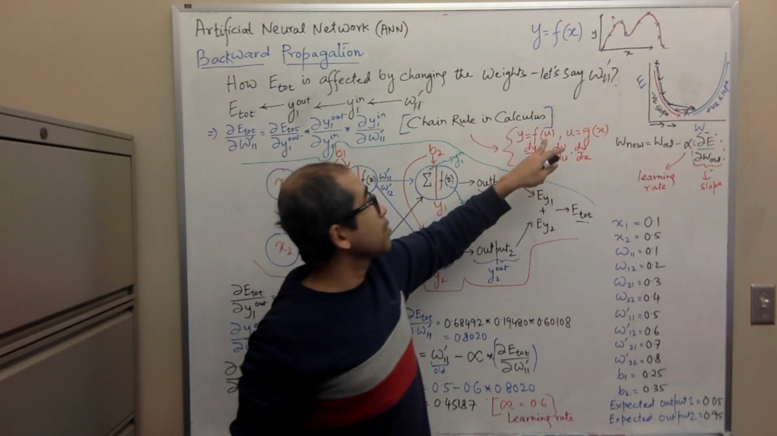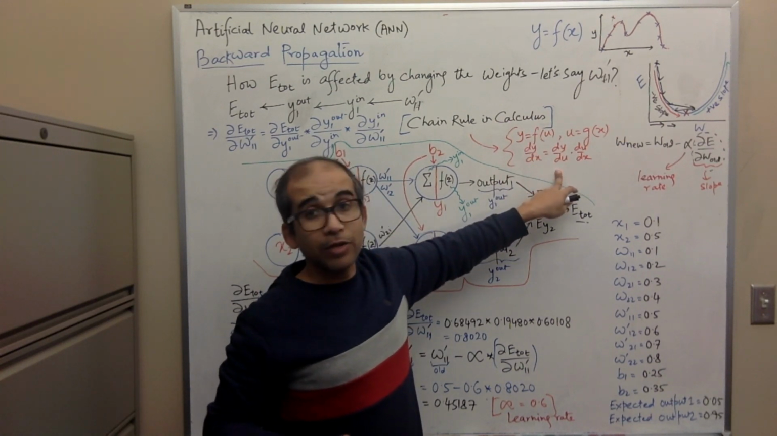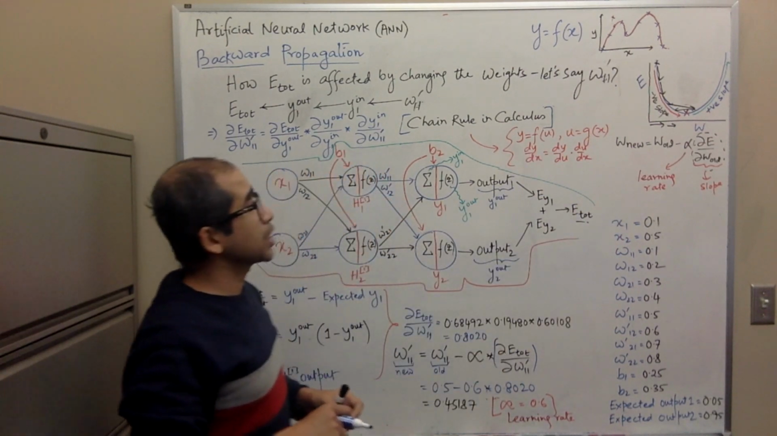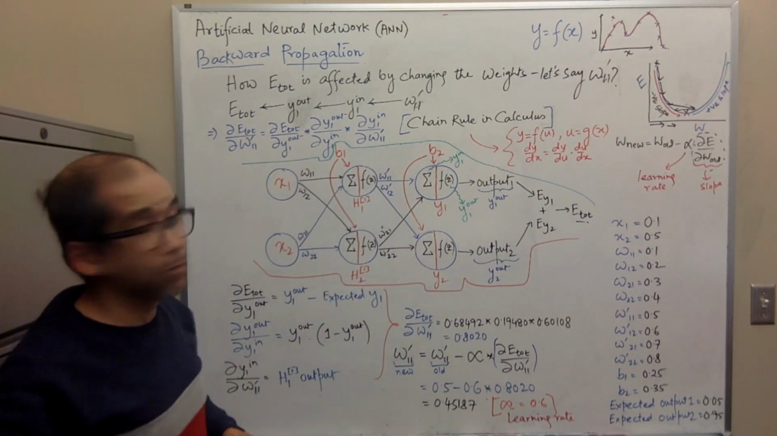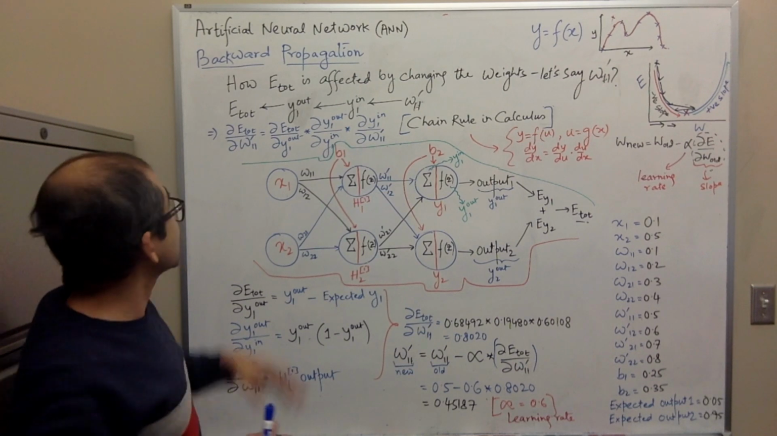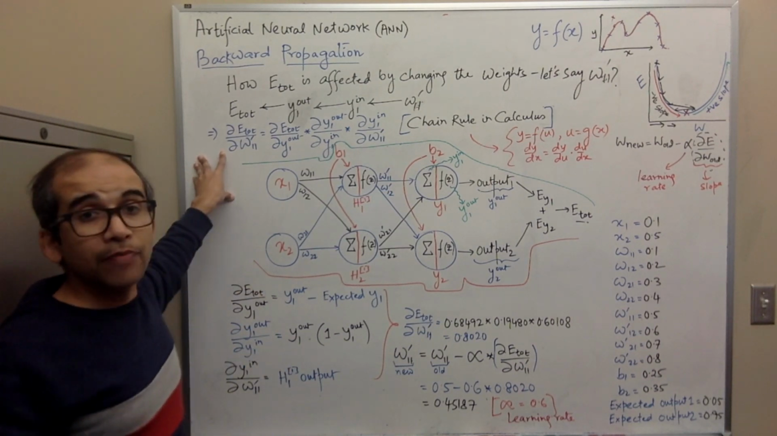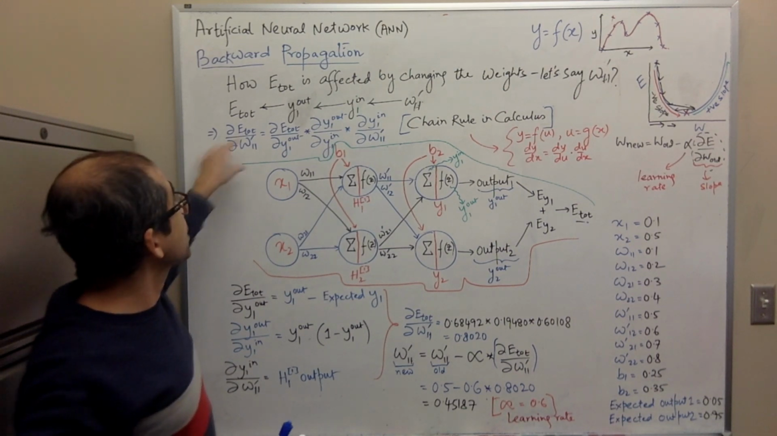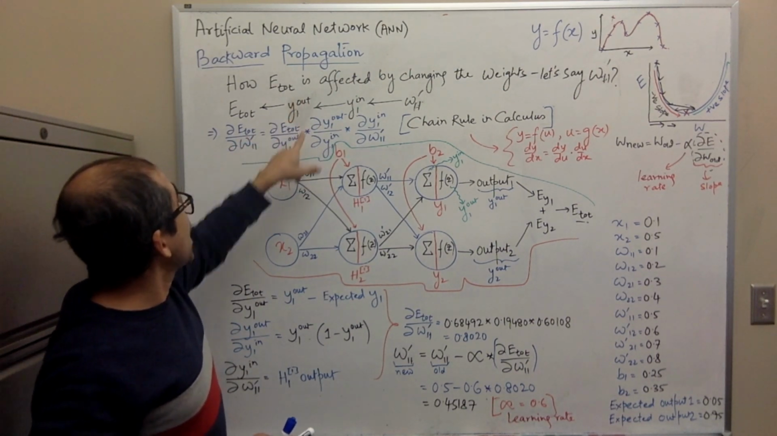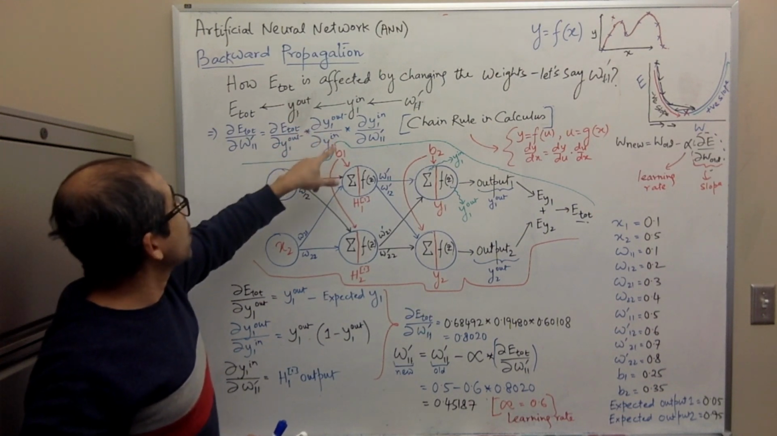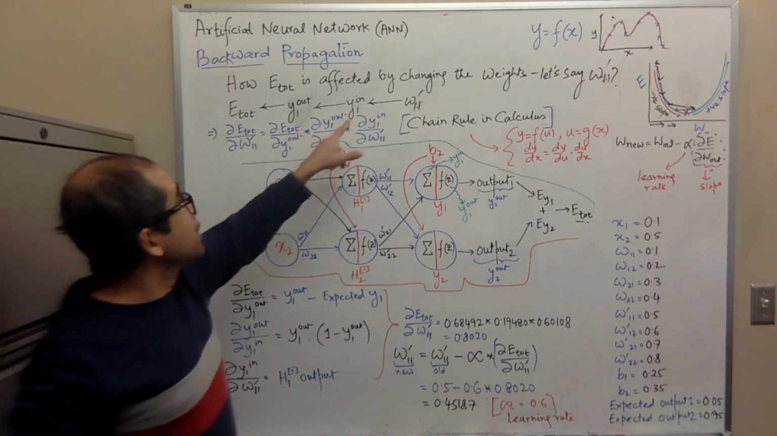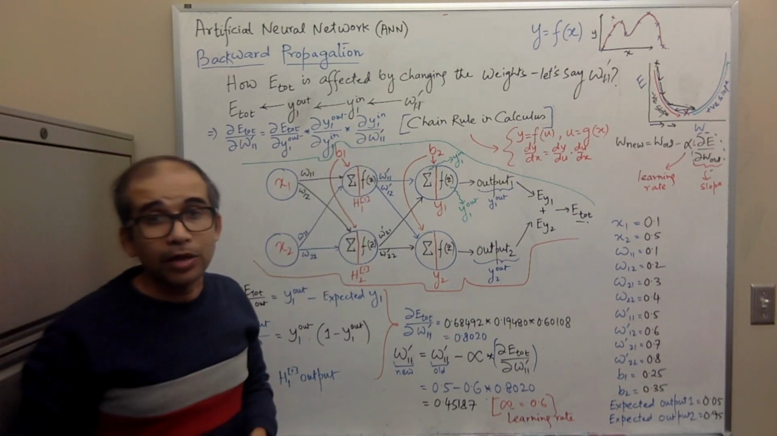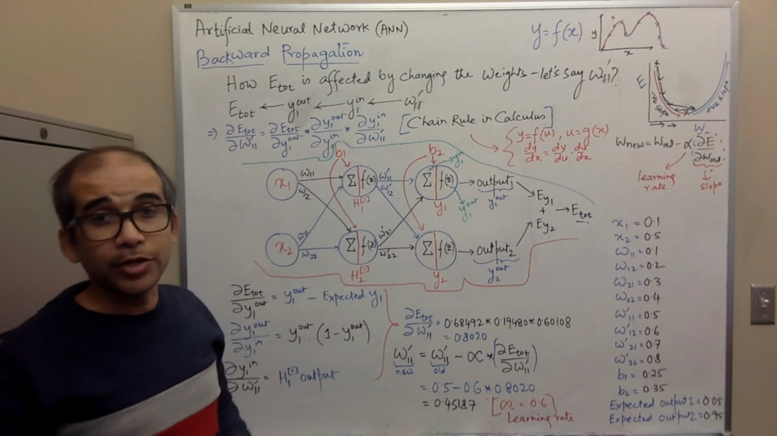dy dx is nothing but dy du, the derivative with respect to u, times du dx. So we take the derivative of y with respect to u and the derivative of u with respect to x, and multiply them to get dy dx. Exactly that way we do this. Del E tot divided by del W11 prime equals del E tot divided by del Y1 out, then del Y1 out divided by del Y1 in, and then del Y1 in divided by del W prime 11. The whole thing we need to calculate.